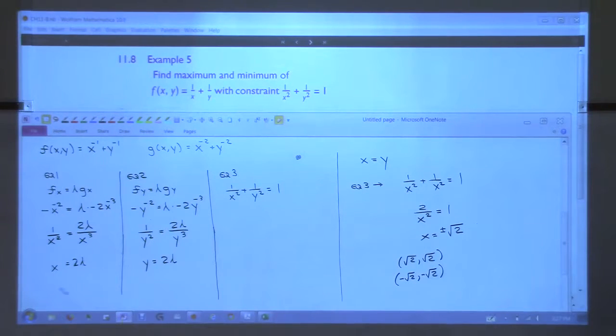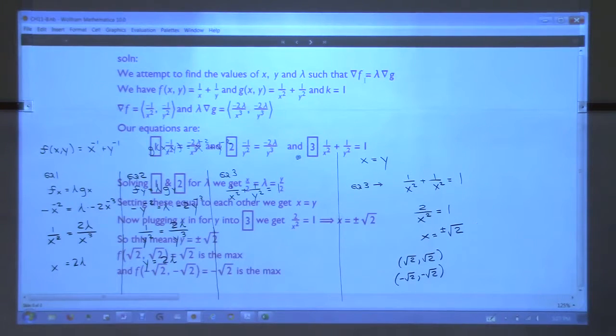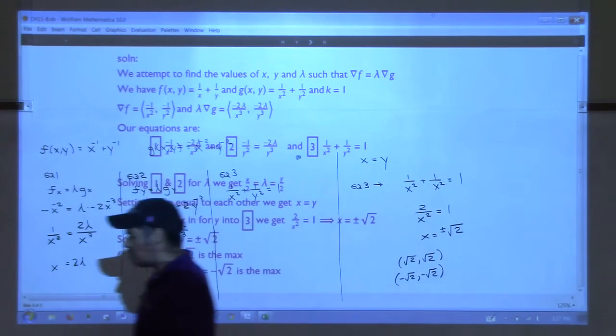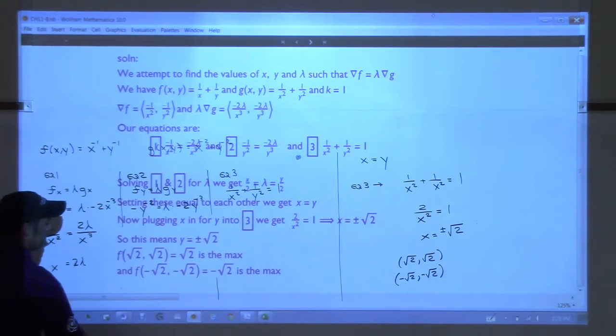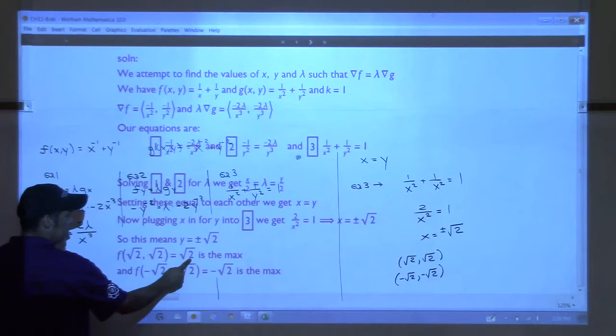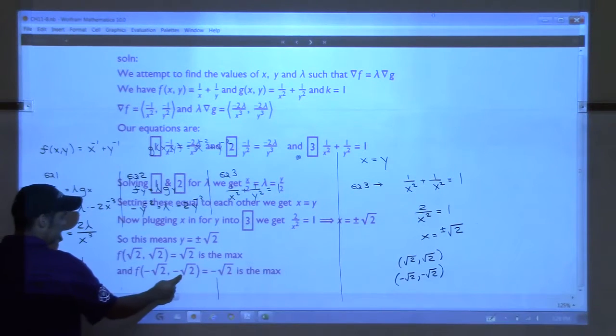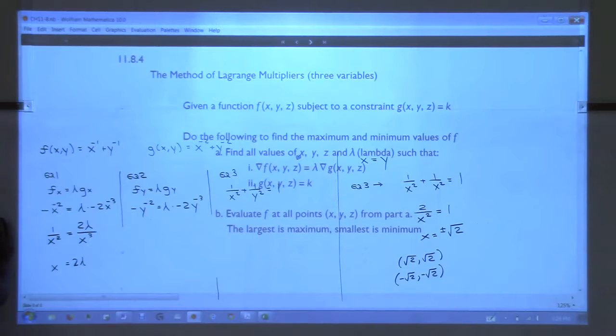Okay, I think I have that worked out already. In the notes, I have this all worked out. But there it is: F of root 2, root 2 gives you root 2. And then F of negative root 2, negative root 2 gives you negative root 2. That one wasn't so bad, I don't think, if you could get the derivatives and stuff.